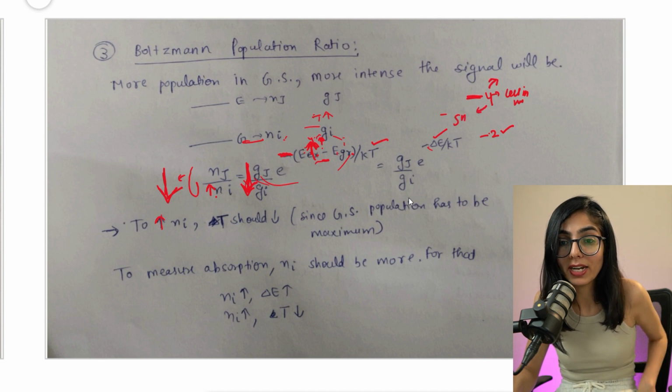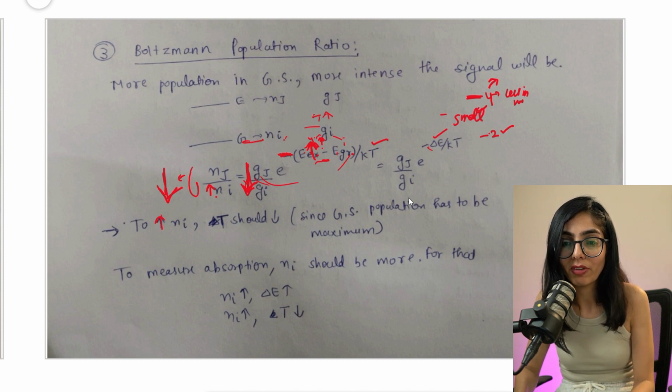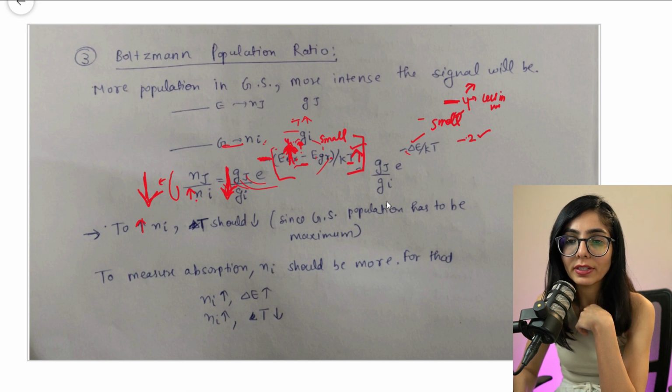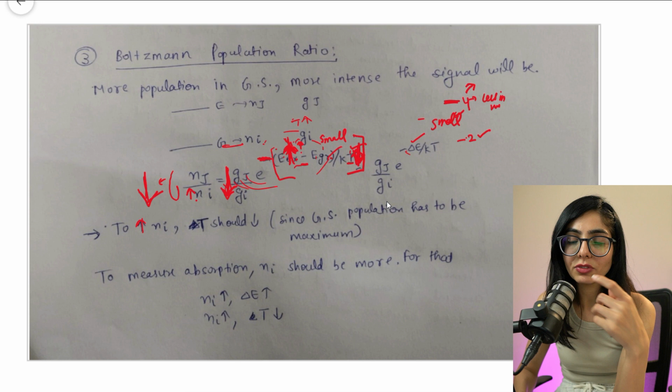I hope this is a very basic concept and you understand. So this will become small. So if you increase this number, then the temperature should decrease. Overall, only then will it happen. Let's just go in a reverse manner.